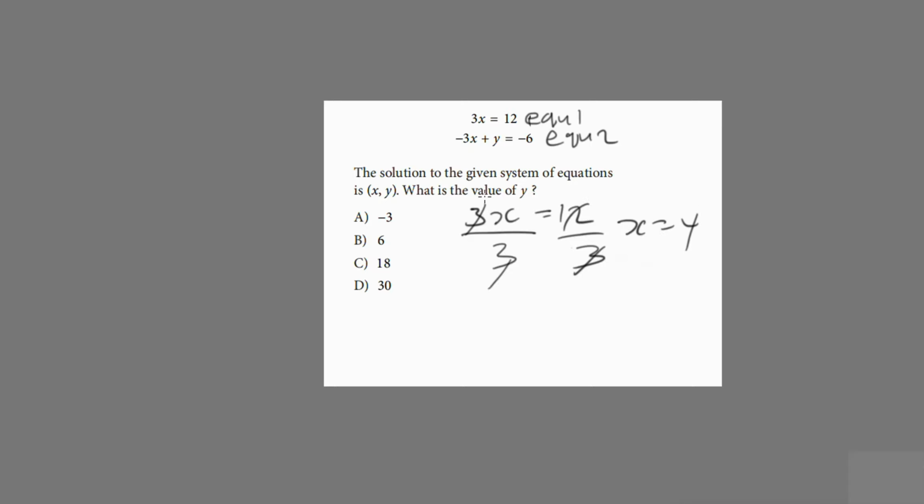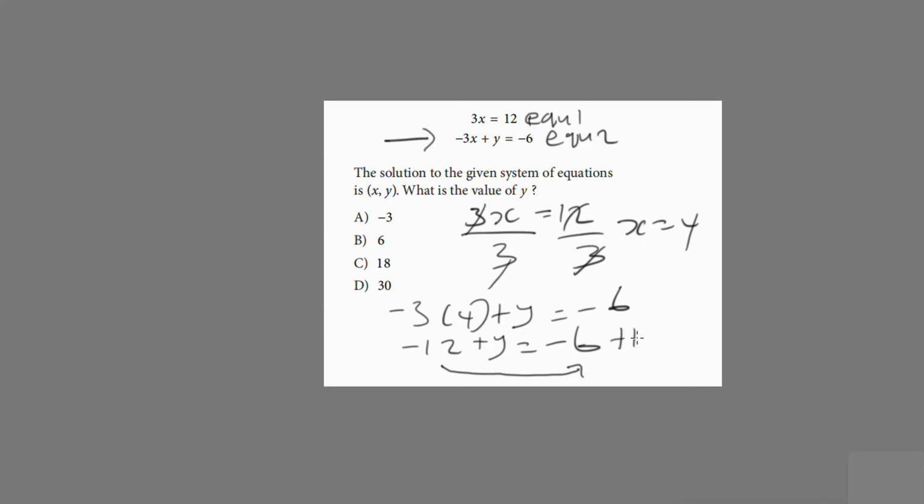Now let's substitute the value of x in this equation 2 we have. This will give us minus 3 in bracket 4 plus y equals negative 6. So then we have minus 12 plus y equals negative 6. We want to make y the subject of the formula. This negative 12 crosses over the equality sign and changes to plus. We're going to have minus 6 plus 12, which gives us 6. So the value of y is 6, option B.